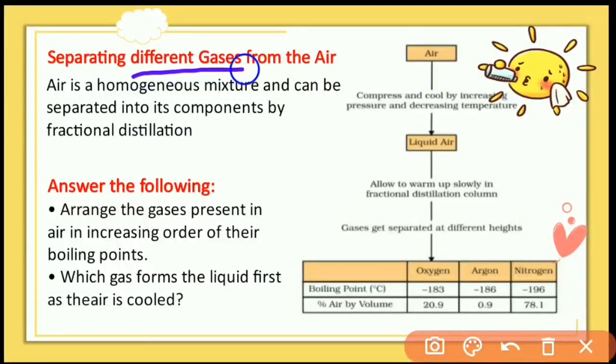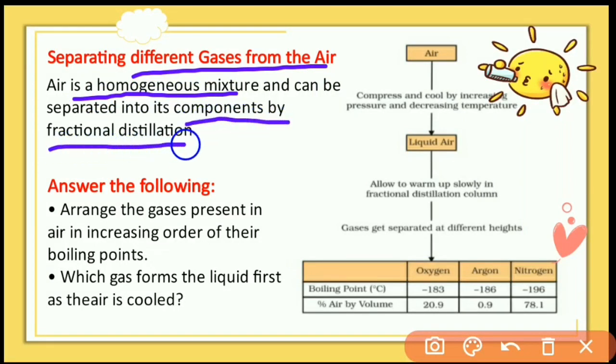Separating different gases from air. Air is a homogeneous mixture of different gases and can be separated into its components by fractional distillation. First of all, the air is compressed at high pressure and cooled to a low temperature to convert it into liquid air, and after that, using fractional distillation, we can separate the different gases from air.